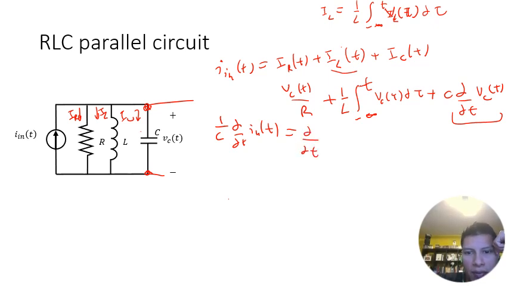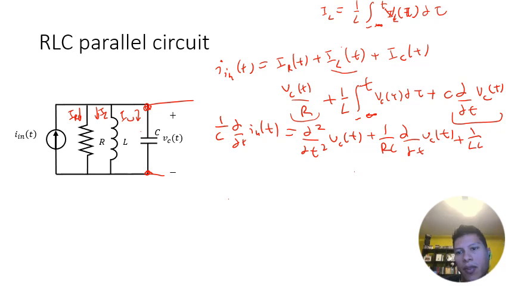order derivative of V_C(t). Then I'm going to write this term here. So I'm going to get 1 over RC d/dt V_C(t). And then finally, I'm going to get 1 over LC for the last one. And remember that the derivative cancels out the integral. So that's it. That's the differential equation for the parallel circuit.